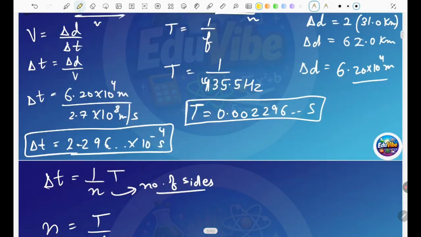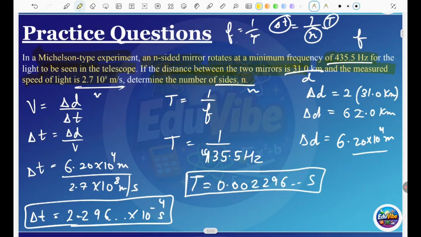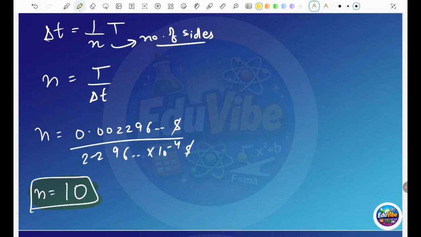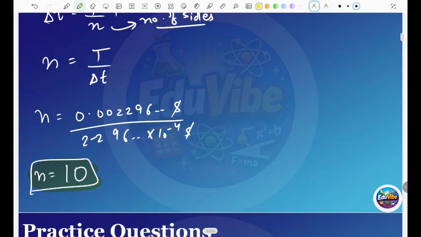So we get the 10. Not always do we get the 8, because you know that in the Michelson-type experiment they use an eight-sided mirror, but this is not always the case. When we solve for n, it is not directly given that n is equal to 8. We have to find it using the whole concept we learned from the Michelson-type experiment. So that's all we have to do in this experiment with the n.